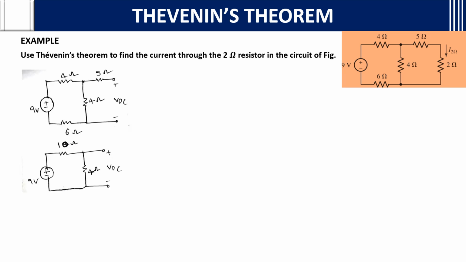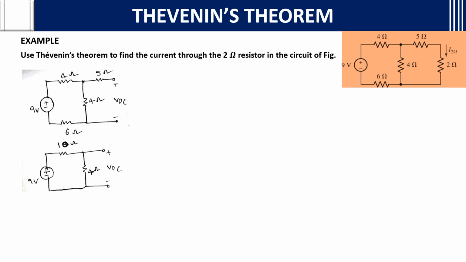Here, 9 volts is connected to 4 ohms, 6 ohms, 4 ohms, 5 ohms. Everything is the same. As I told, the 2 ohms you remove. Why? Because we want the current through the 2 ohm resistor. That is the load resistor. Remove that first. Then find the open circuit. As we open circuit it, we find the open circuit voltage across this. So you will get Thevenin's voltage.